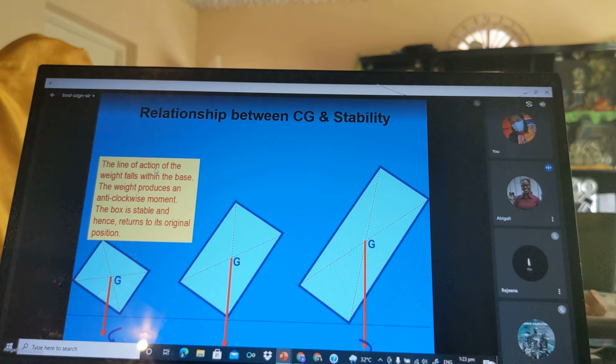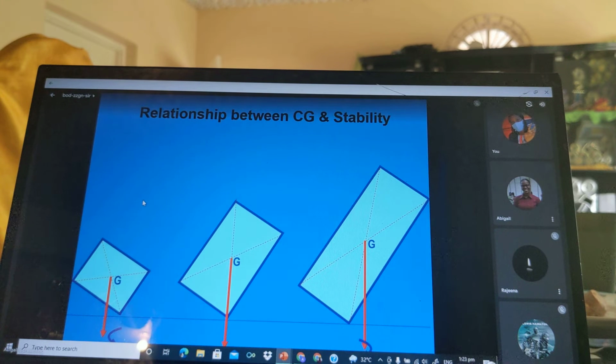We realize that it will do what? It falls within the base of the object, like this, right? It falls within the base of the object. And if it falls within the base of the object, it means that it is going to produce what we call an anti-clockwise moment. Let me explain that.